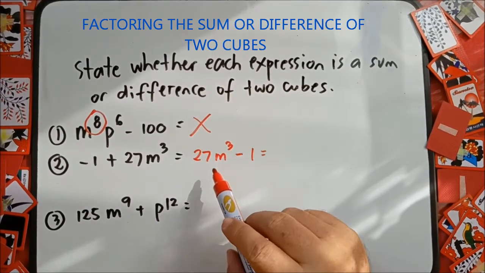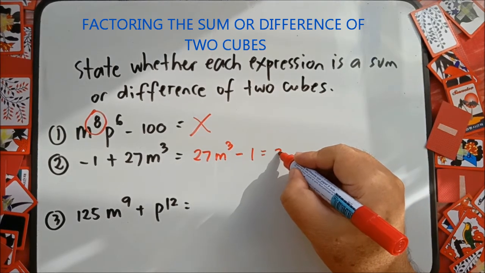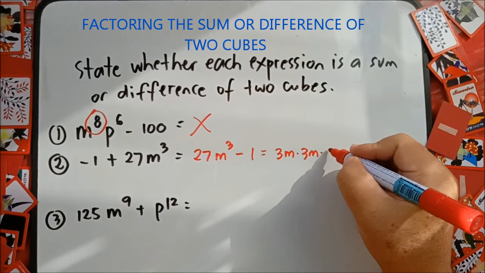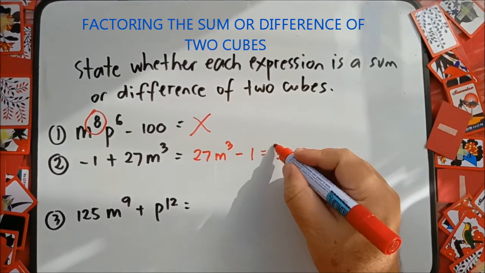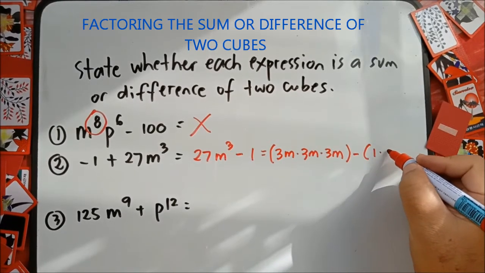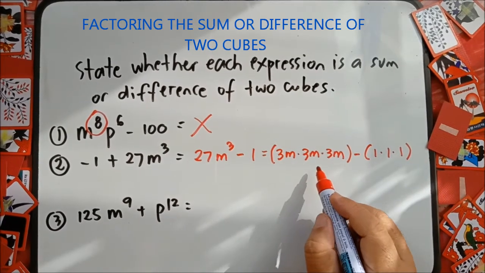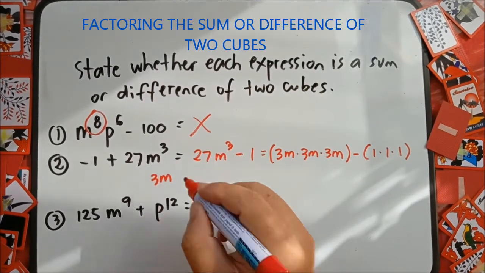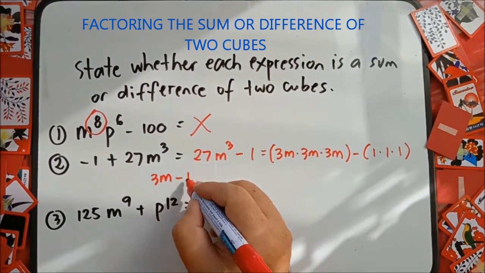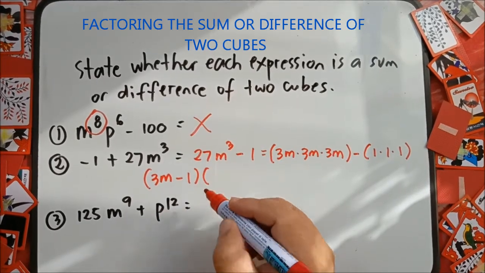Now, what is the cube root of 27m cube? This will become 3m times 3m times 3m minus 1 times 1 times 1. Now, what will be your answer? 3m, the first term, minus 1 because this is negative. This will become your binomial.